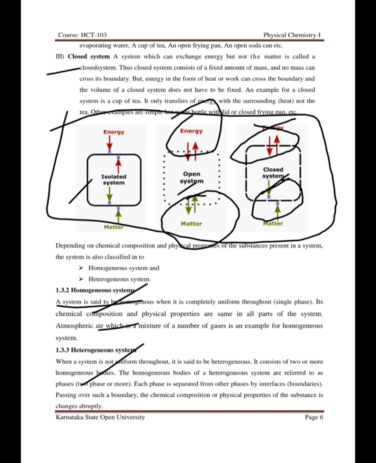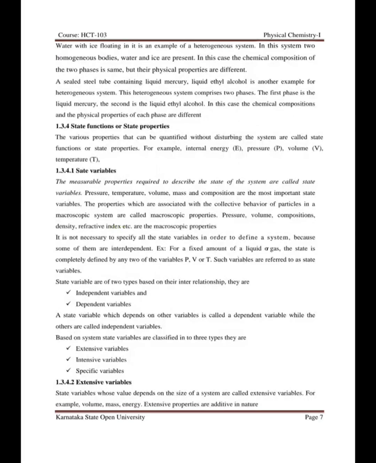And coming to heterogeneous system, where it is not uniform. So it is the opposite of a homogeneous system. It consists of two or more homogeneous bodies, so it won't be in a uniform state. That is known as a heterogeneous system. For example, water with ice floating in it is an example of a heterogeneous system.